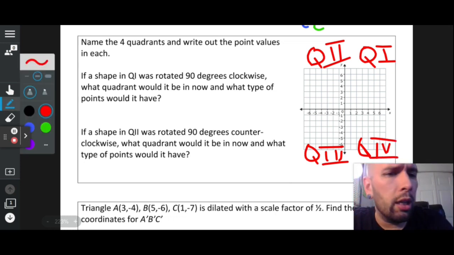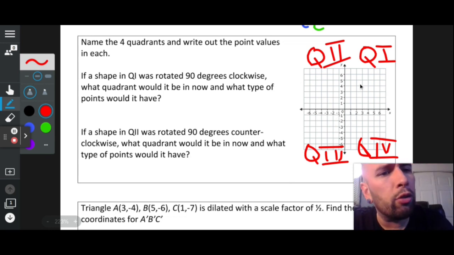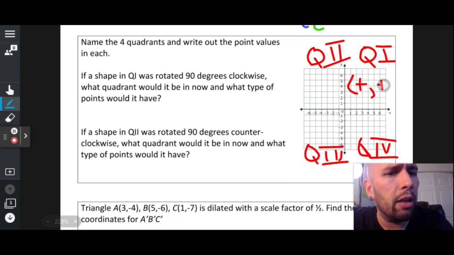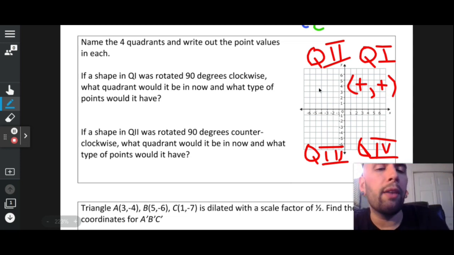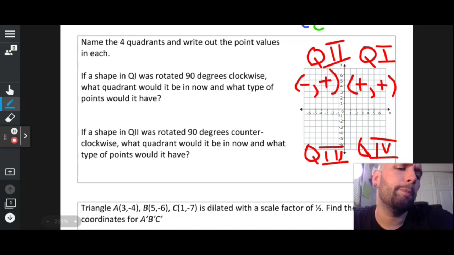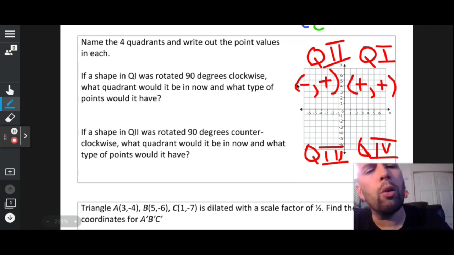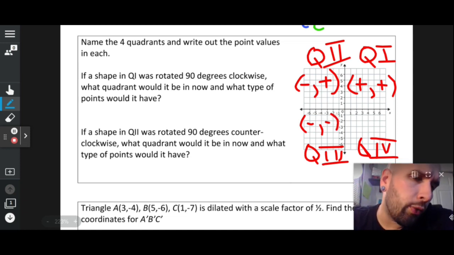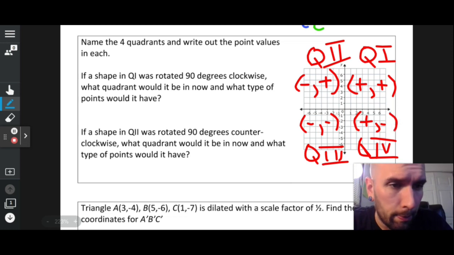Quadrant 1 is a positive x value, positive y value. So that's going to be positive, positive. Quadrant 2 is going to be a negative x value, positive y value. Left is negative x, up is positive y. Quadrant 3 is left, down. So left is negative x, down is negative y. And quadrant 4 is right, down. So right is positive x, down is negative y.